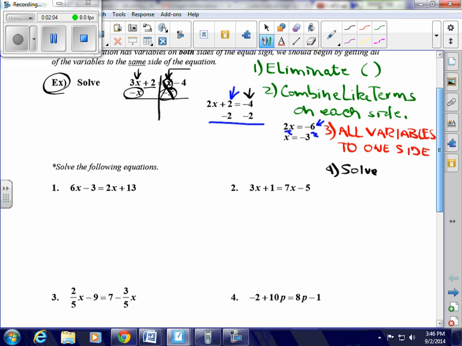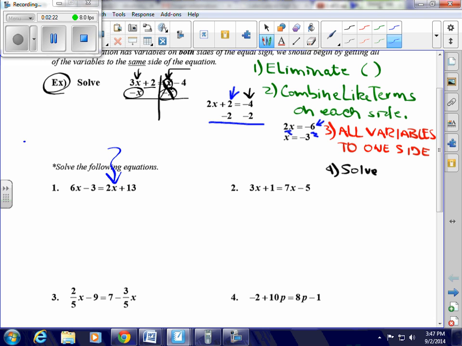Let's look at number 1. There are no parentheses that I need to get rid of. There are no like terms on the left side and no like terms on the right side. I go to step 3. I need to get all my variables to one side. Notice I have a 2x on the right side. I need to cancel it out.